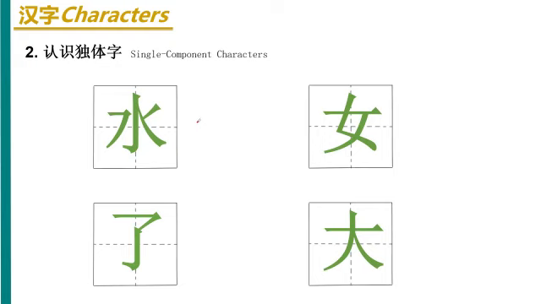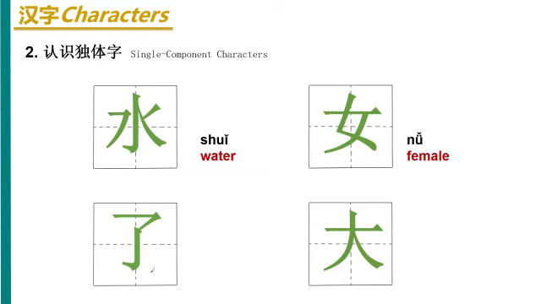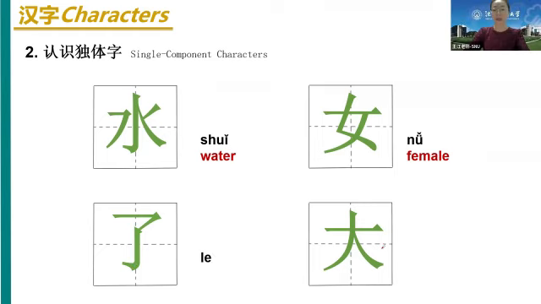水, Shui, what's the meaning? Water. Okay, how to read this Chinese character? The second one. 女, Nü, what's the meaning? Female, yes, okay. How to read this one? La. Okay. And how to read the last one? Da. Yes. Da means big, and 多大 means how old.